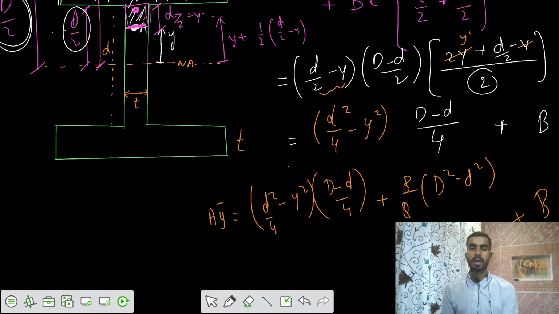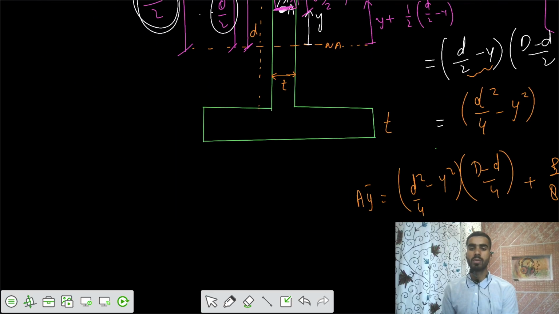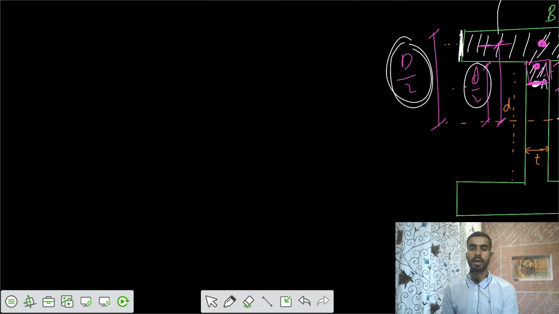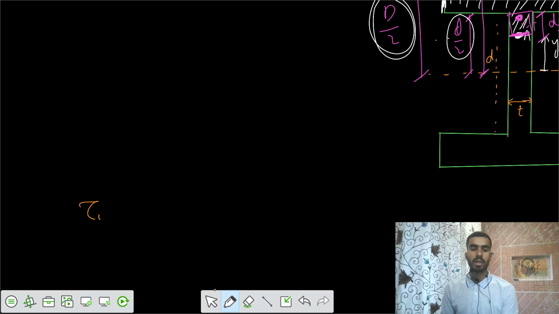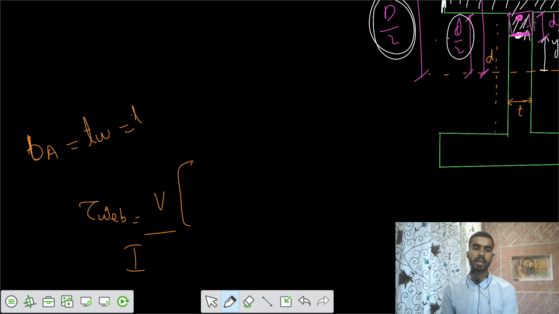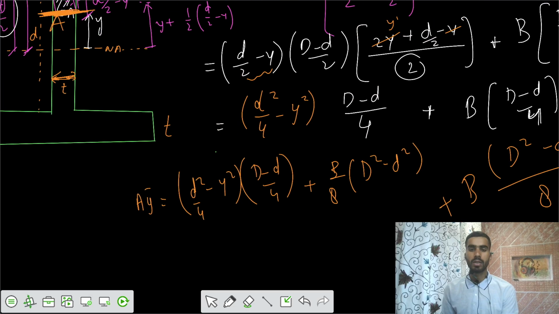Now you would ask, what is the value of shear stress now? So I can write shear stress tau in the web at a particular location A, that equals V A y bar divided by I into thickness in the web. So your b at A should be equal to the thickness in the web. What is the thickness at that point A in the web? I would say that thickness equals t. So you can write I t.